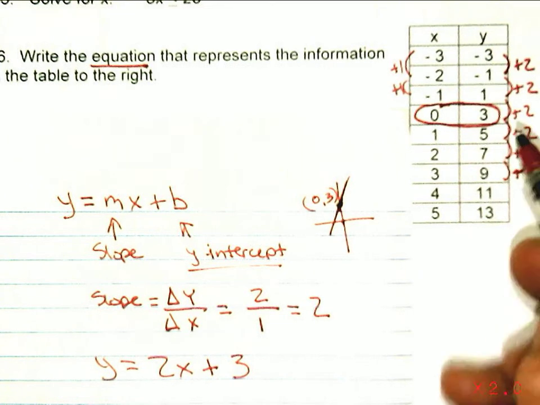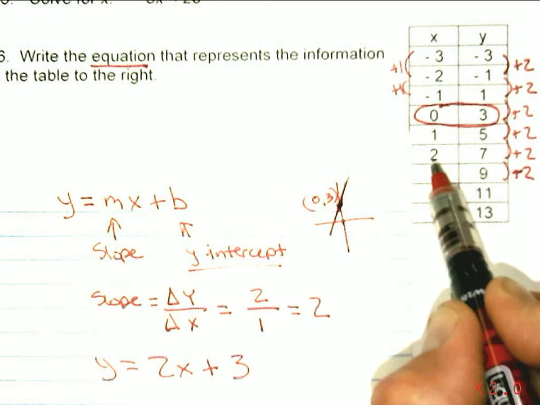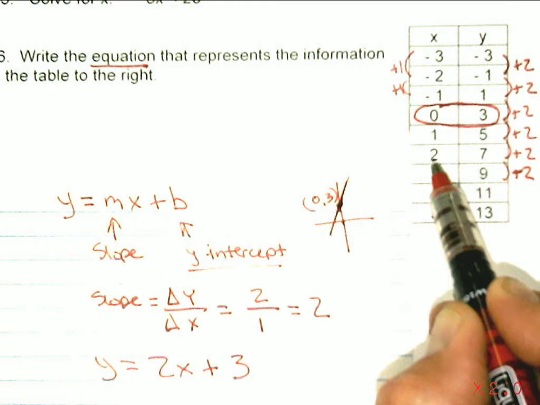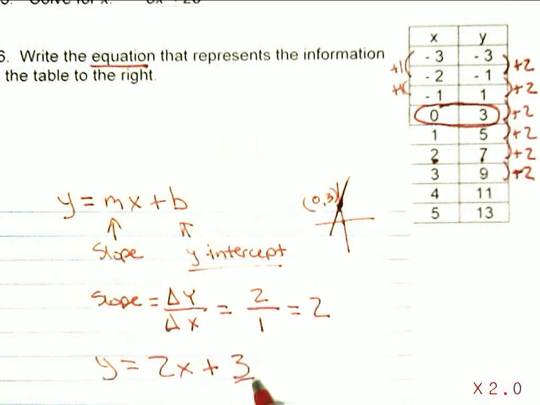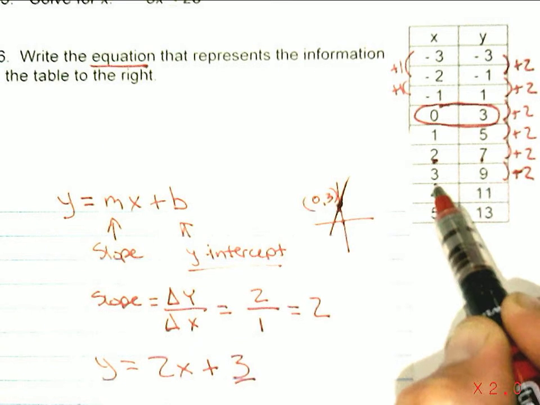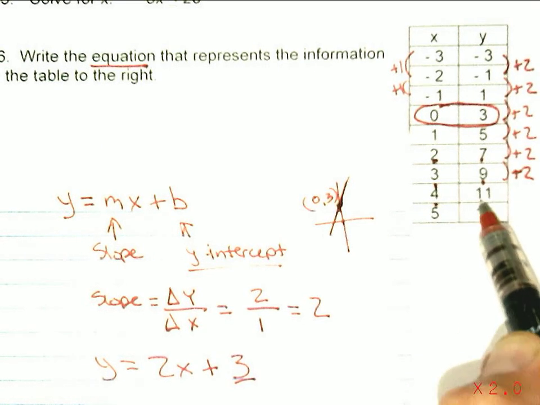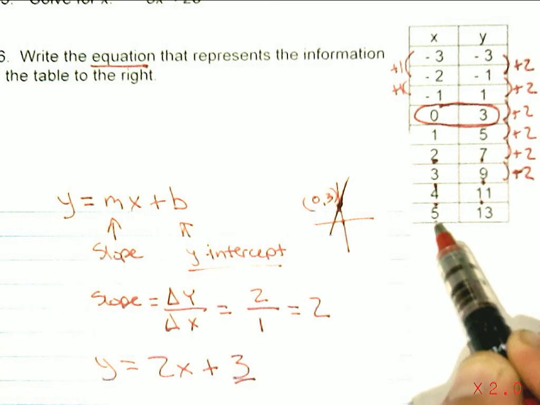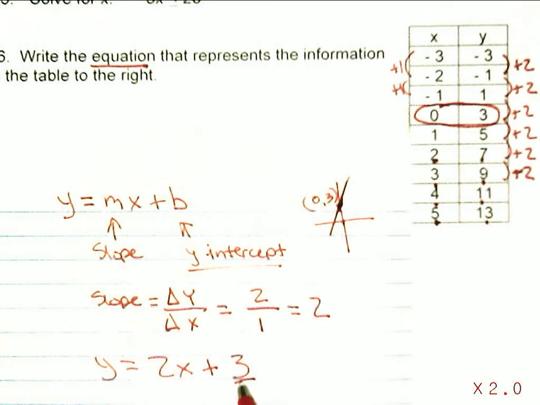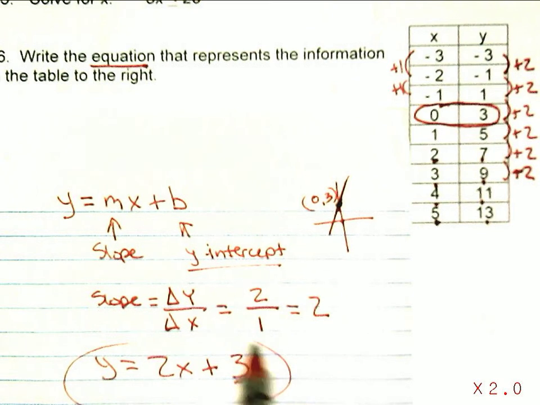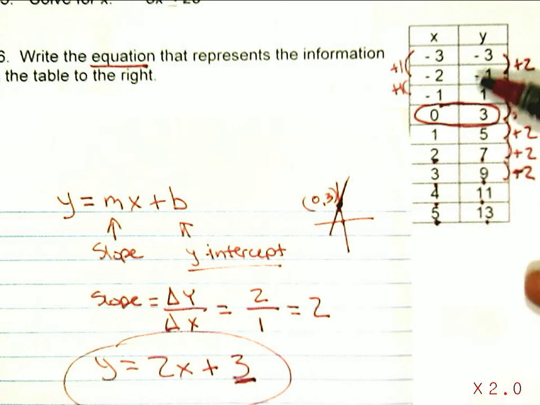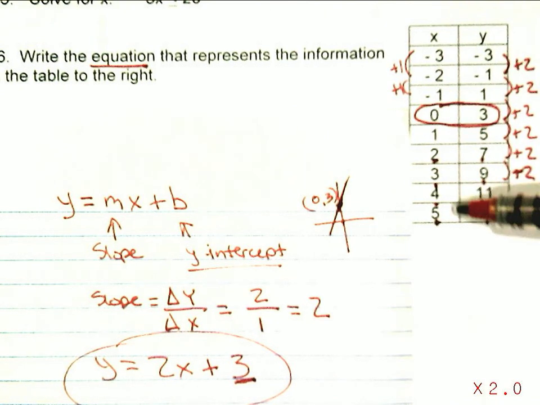The other way to think of this is if I took 2 times 2 is 4 plus 3 is 7. There's my y-intercept. 3 times 2 is 6 plus 3 is 9. 4 times 2 is 8 plus 3 is 11. I can take any of these points where x is a value. 5 times 2 is 10 plus 3 is 13, and see that there's my y-intercept. So y equals 2x plus 3 is the equation for the table that's represented in this problem.